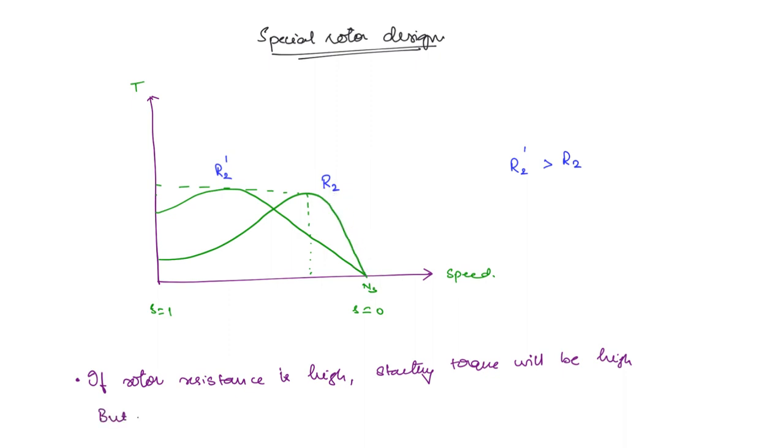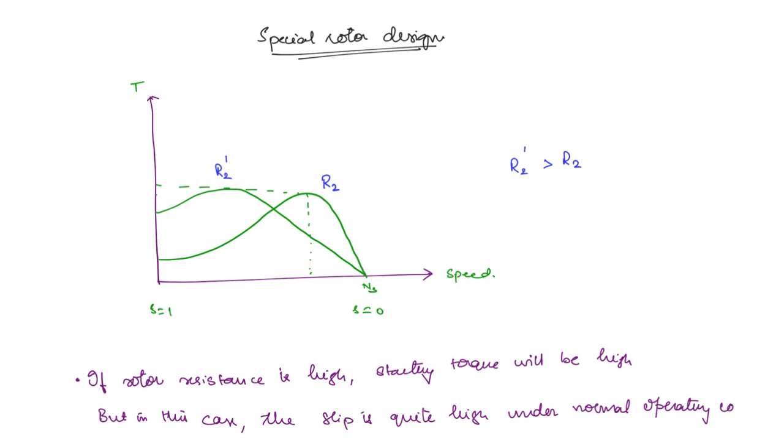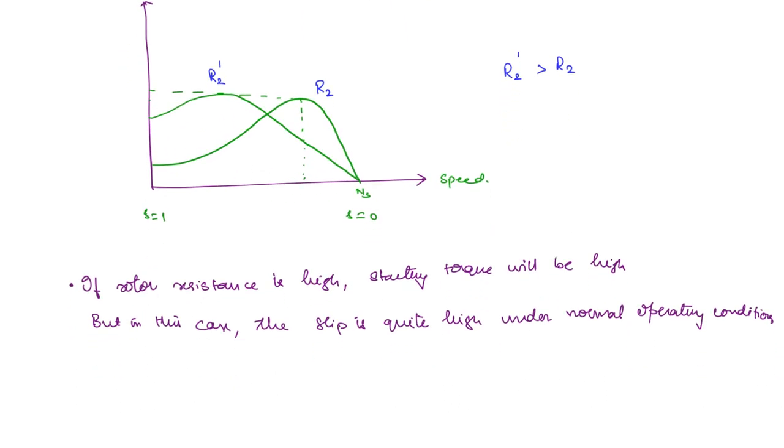So in this case, the slip is quite high under normal operating conditions. So when the slip is high, what will happen? The efficiency will be less. Why is that? The power that will be actually converted from electrical to mechanical form is equal to (1 minus S) times Pg. So smaller the slip, higher will be the energy that is converted. So we want our normal operating conditions to be at a low slip region.